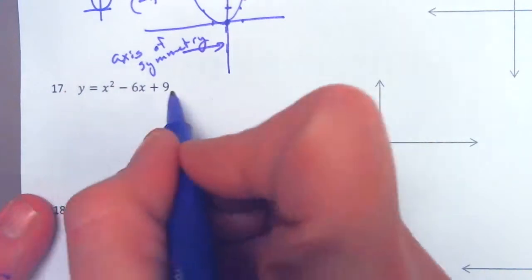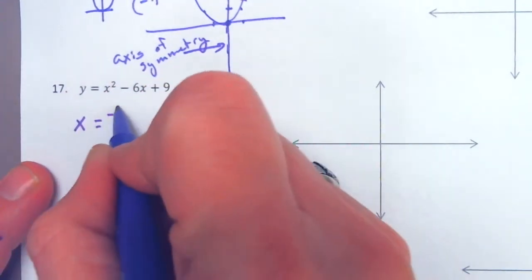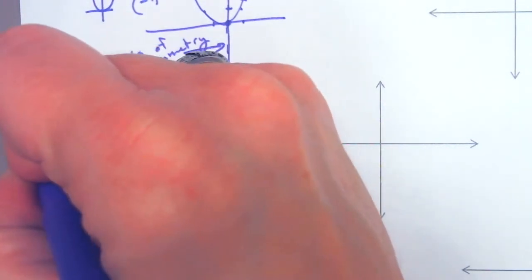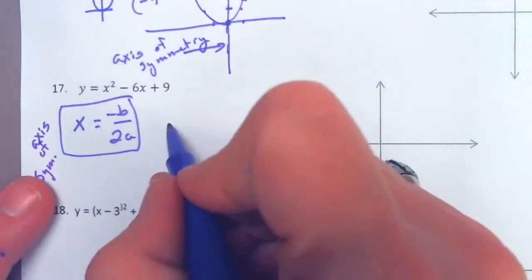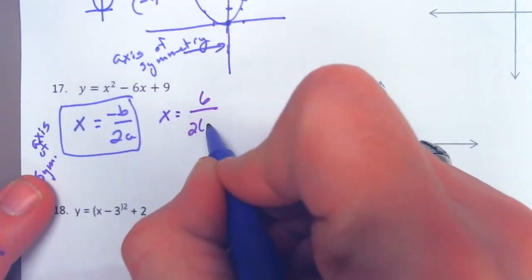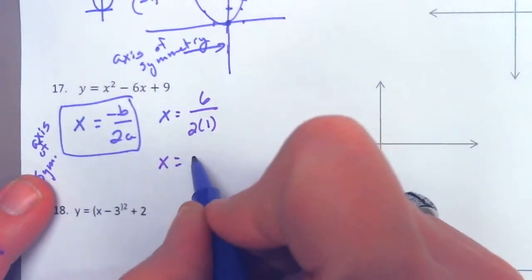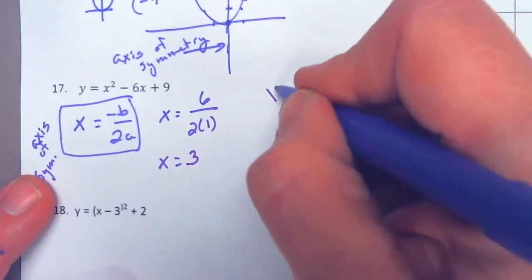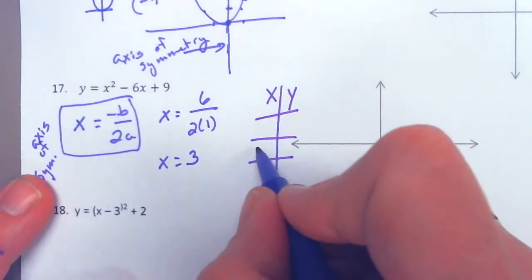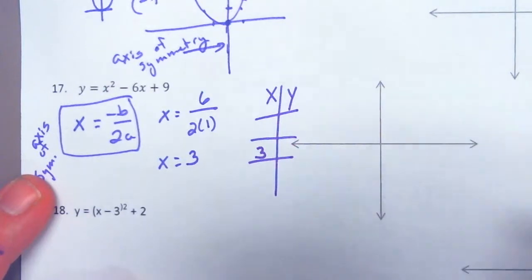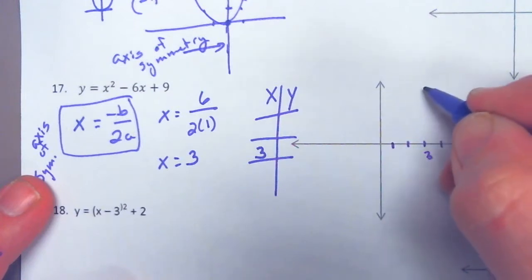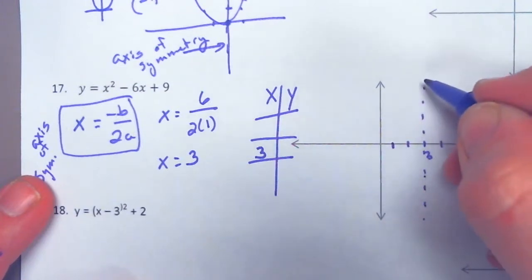For this one, since it's in standard form, I'm going to do the axis of symmetry, negative b over 2a. Like I've said before, make sure that formula is on your note card. So axis of symmetry is at negative b, so the opposite of negative 6 is 6, over 2 times a, which is 1. So axis of symmetry is 6 divided by 2, which is 3. What that means is when you make your table of numbers, you should have 3 in the center, because that's where the axis of symmetry will be. I'll draw on the graph 1, 2, 3, 4, 5. So there's your axis of symmetry.